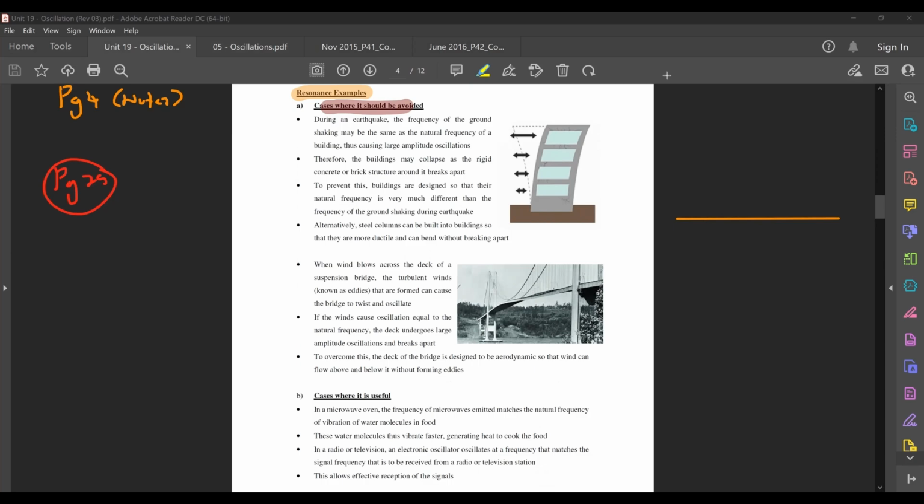What I mean by that is that if you assume that maybe the yellow colored line that I just drew is your ground, and then you have a building right on top of it, this building that you have has its own natural frequency.